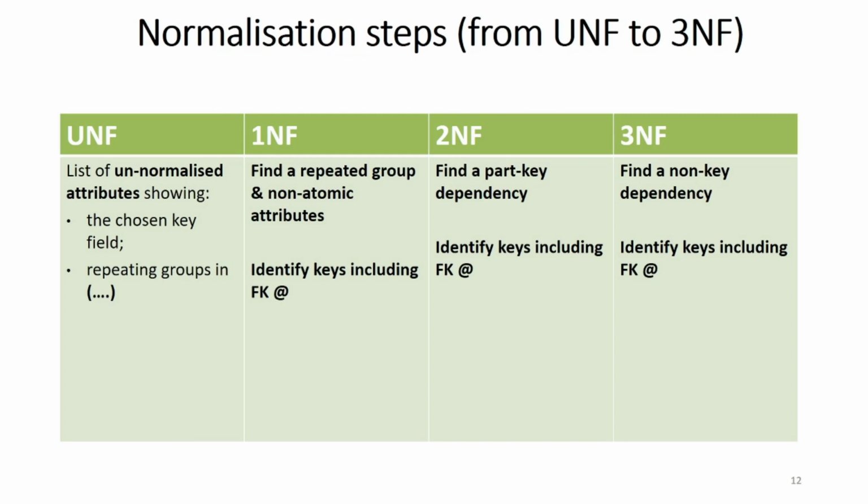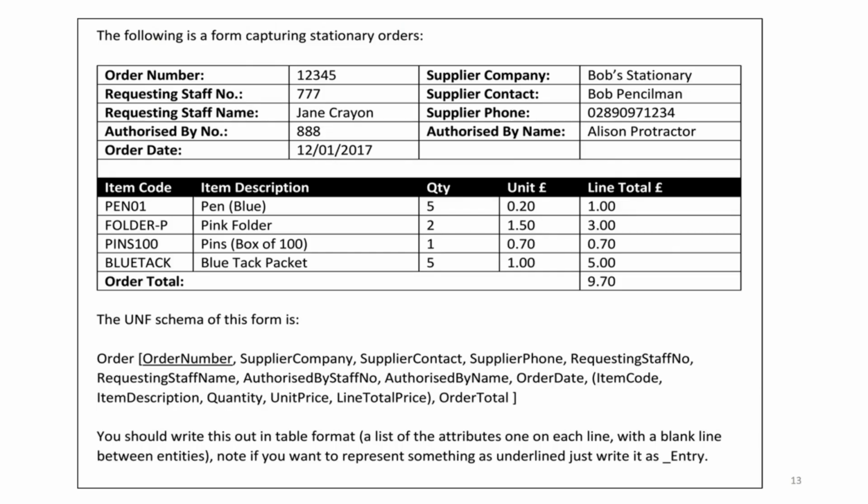The first one is easy because you're finding a repeated group and non-atomic attributes. The second, you're looking for a part key dependency. And for the third, you're looking for a non-key dependency. Okay, by considering these brief steps, we can go for this question. What is this question? The following is a form capturing stationary orders.